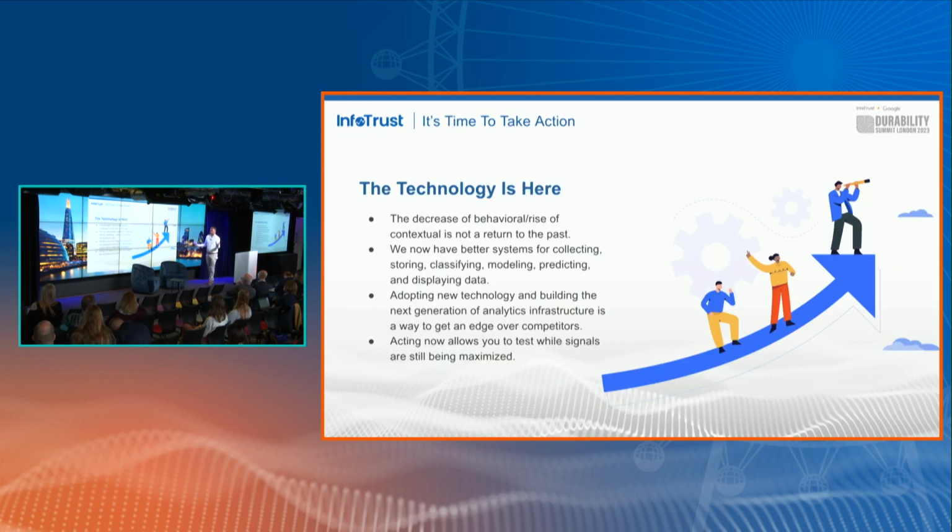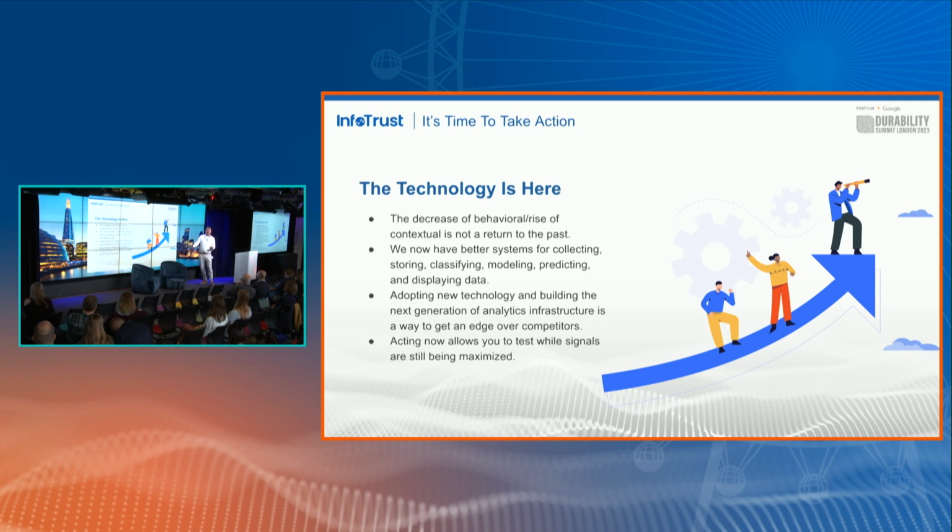All right, so all that to say, technology's here. This isn't something where we need to be afraid of this change. We can see it's really easy to address all these problems with the infrastructure. We just have to switch to a new infrastructure. With that being said, we know there's going to be a decrease of behavioral, a rise of contextual, but it's not a return to the past. We have better systems, better collecting, better classification. We can store it better, we can model it better, we can display it better, we can predict it better. All this technology has come along since the 90s when contextual was king, and then now we've switched.